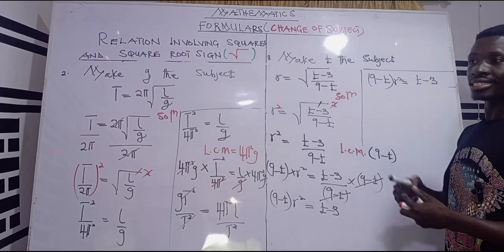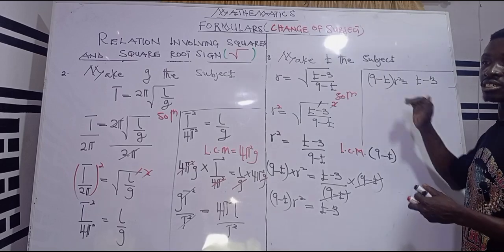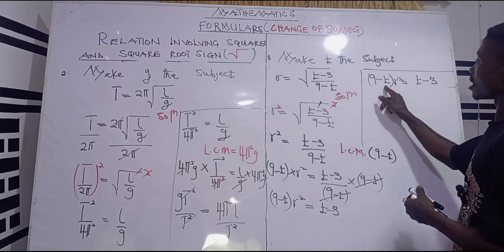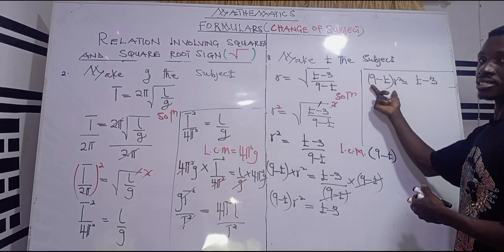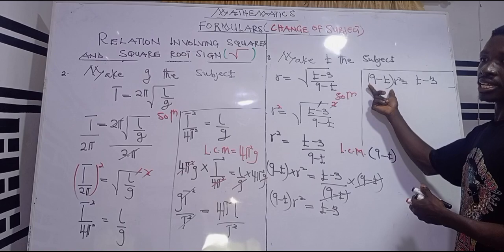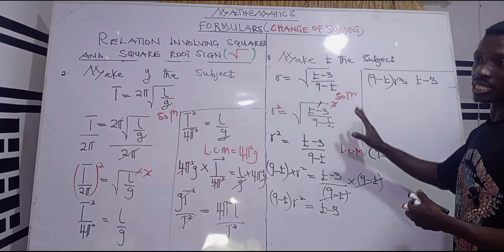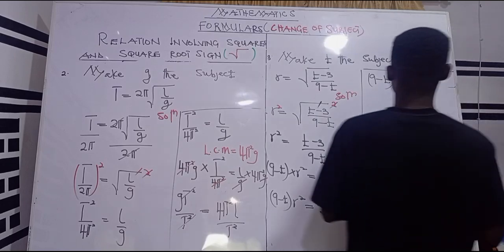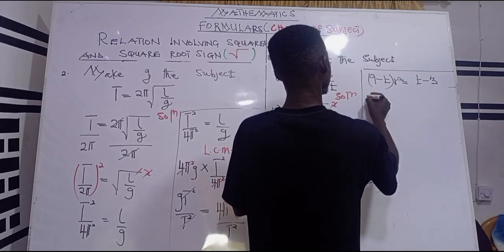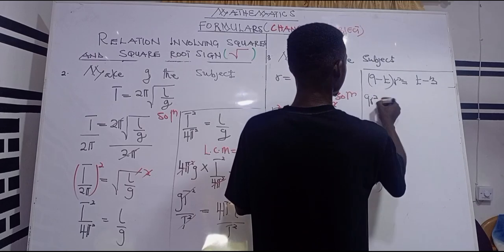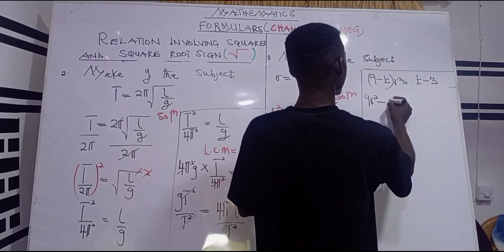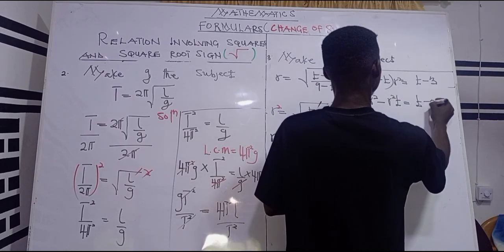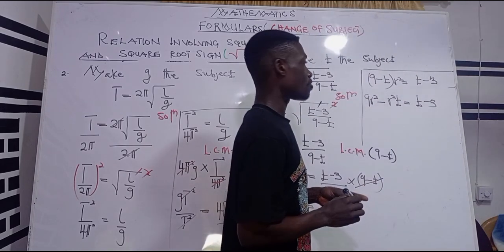Now our intention is to make t the subject of this equation. But realize that we have t here, we have t here. So we have to expand this very part, so that we can group like terms and then we factorize. So let's expand this very part. So we have 9 times r squared will give you 9r squared minus t times r squared will give you r squared t is equal to t minus 3. Good. I guess you are following.